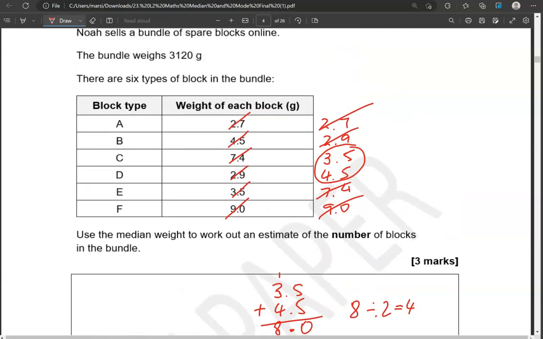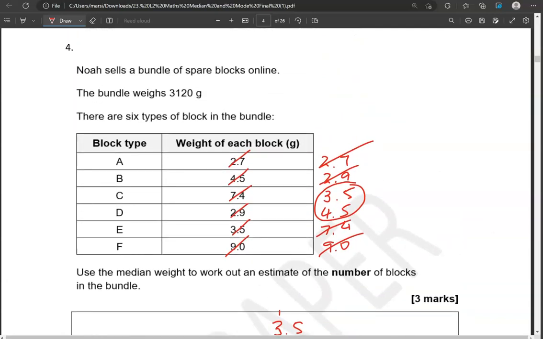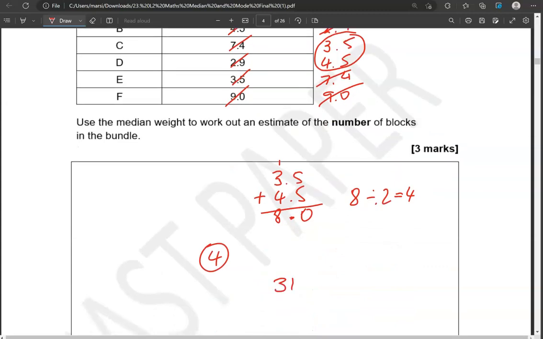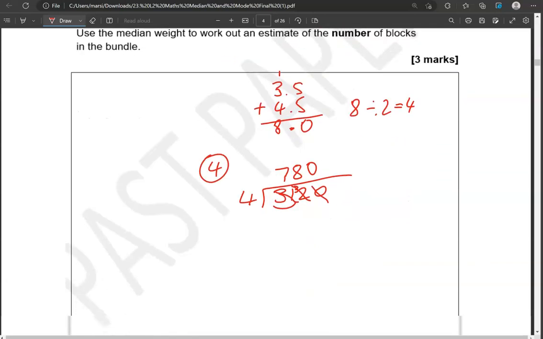So what we're going to do is get the total weight and divide it by 4. So 3,120 divided by 4. How many 4s would fit into 31? That is 7, and we have 3 remaining. How many 4s into 32? That is exactly 8. How many 4s into 0? That is 0. So 780 is the estimated number of blocks in the bundle.